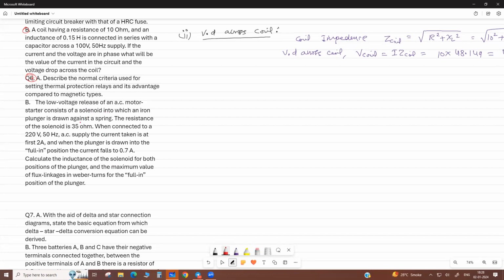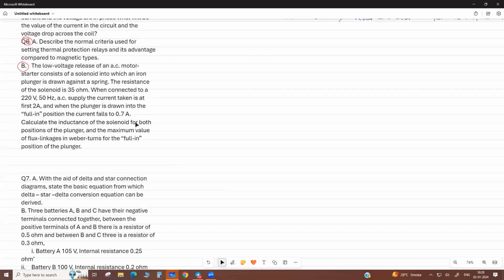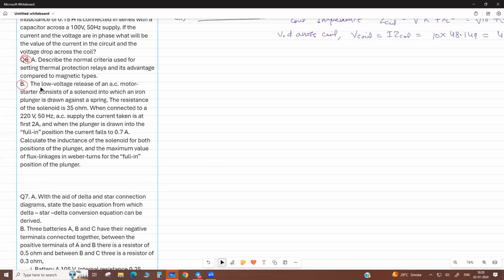Now this is a relay, but it is based on an inductance. You know the theory of the inductor coil. Now low voltage release means the low voltage coil of an AC motor starter, because in a motor starter we use an under voltage coil relay. That basically operates on induction, meaning magnetic effect. The plunger is pushed, then the contactor NO/NC operates.